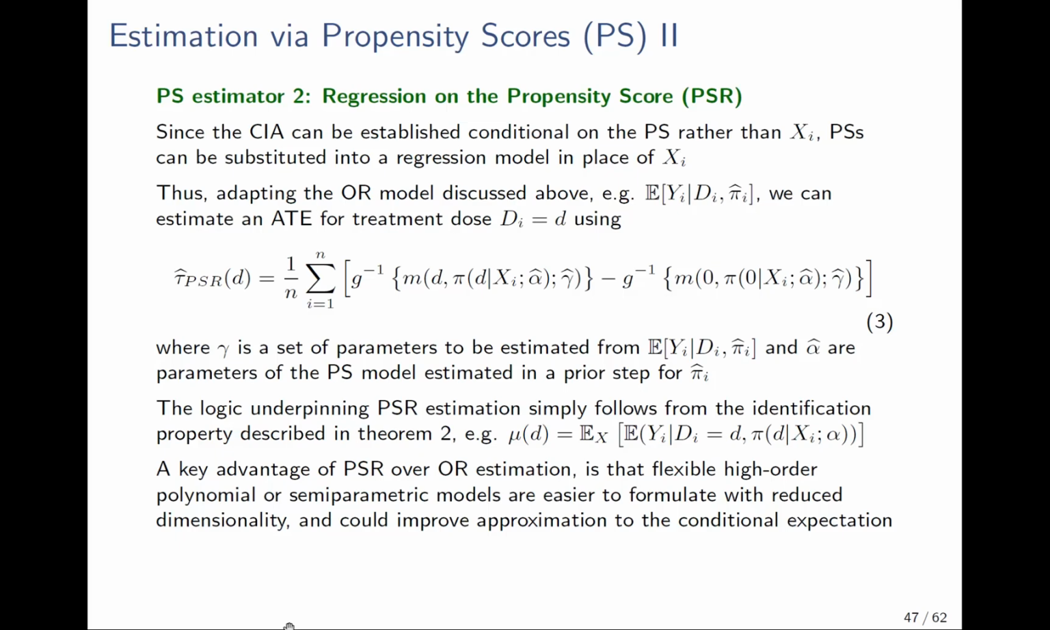So adapting the outcome regression model discussed earlier, we take X out and we plug in our estimate of the propensity score. Remember, this has to be estimated in stage 1. And we can then estimate an average treatment effect for some dose using this expression here. So this is simply the fitted values of the regression model at dose d equals small d, with propensity score evaluated at d equals small d, minus the fitted values at d equals 0, with propensity score evaluated at d equals 0.